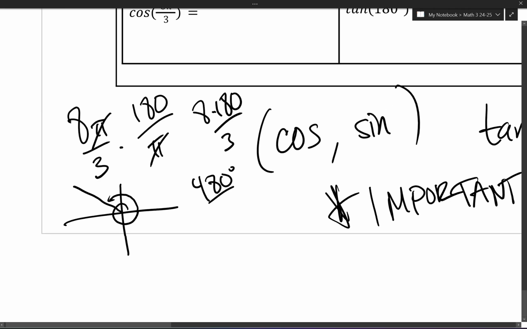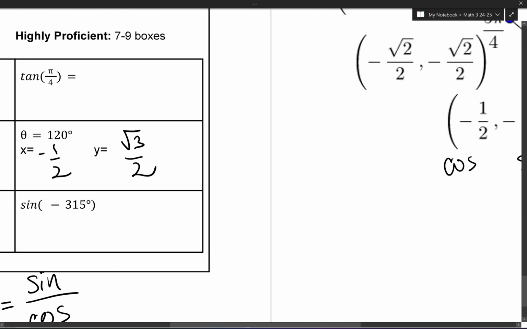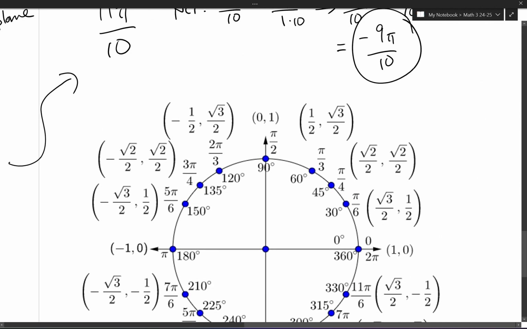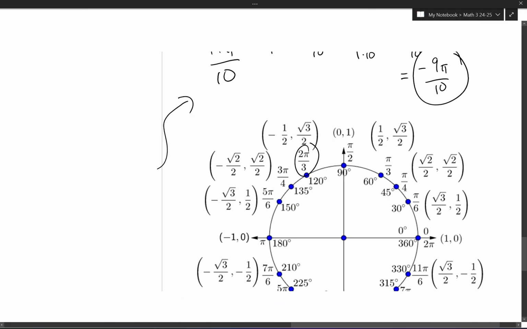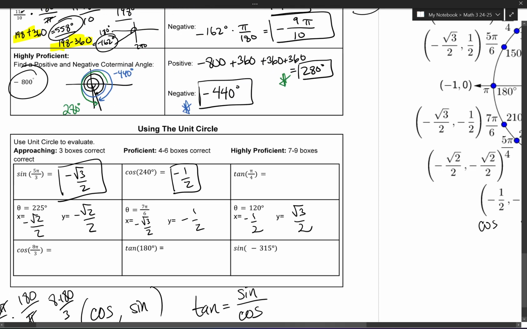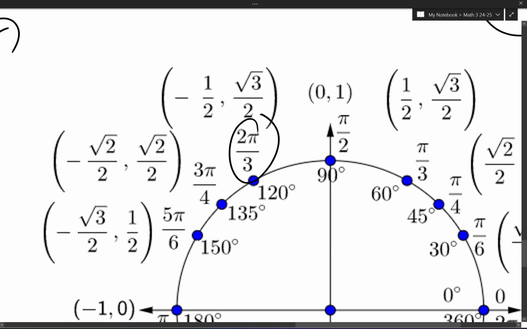Well, which one is over 3 in the second quadrant? Which one is pi over 3, right? Oh, this one. 2 pi over 3. So that's where I'm looking. What is the cosine of 8 pi over 3? Well, I found it. The cosine is the x coordinate, negative 1/2.